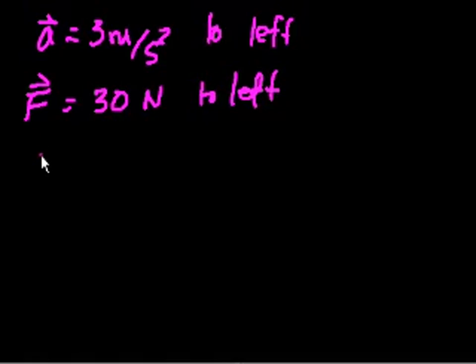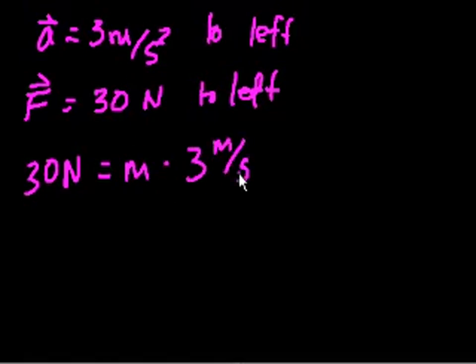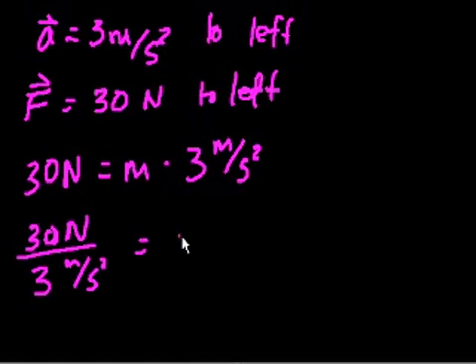Well, you use the same thing. You say force, 30 newtons to the left, is equal to mass times acceleration, times 3 meters per second squared to the left. Divide both sides by the 3 meters per second squared, and you get 30 newtons over 3 meters per second squared is equal to the mass. 30 divided by 3 is 10. And then you can figure out that newtons is kilogram meters per second squared, so you're just left with 10 kilograms is equal to the mass.